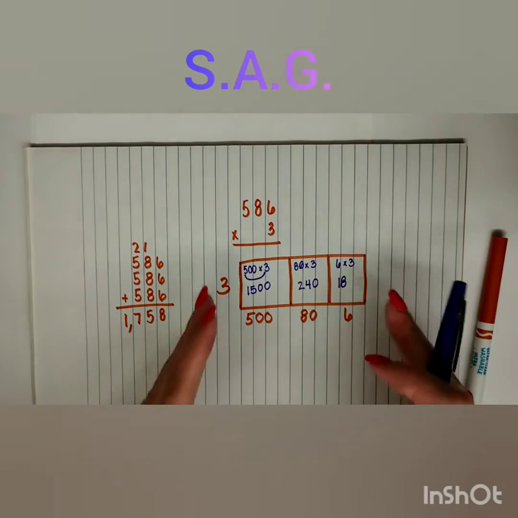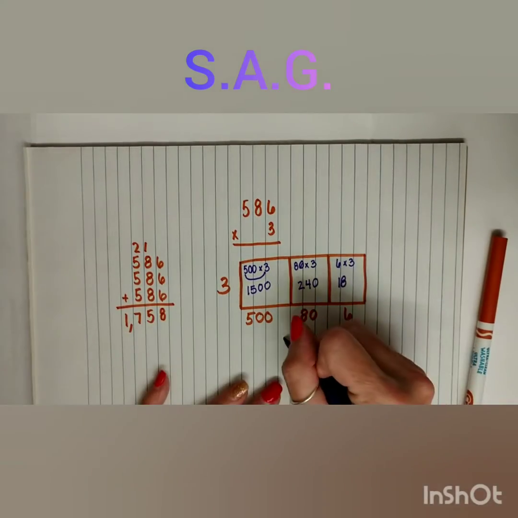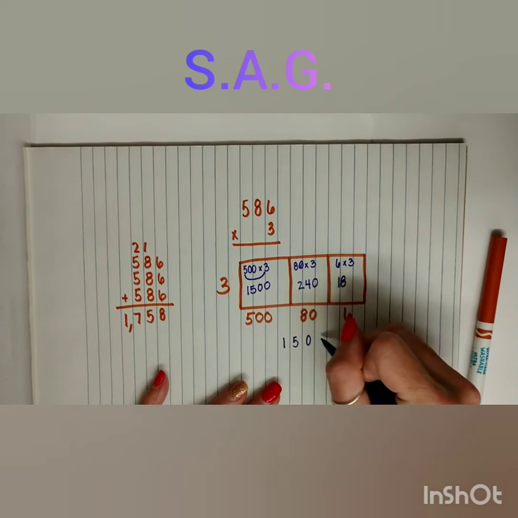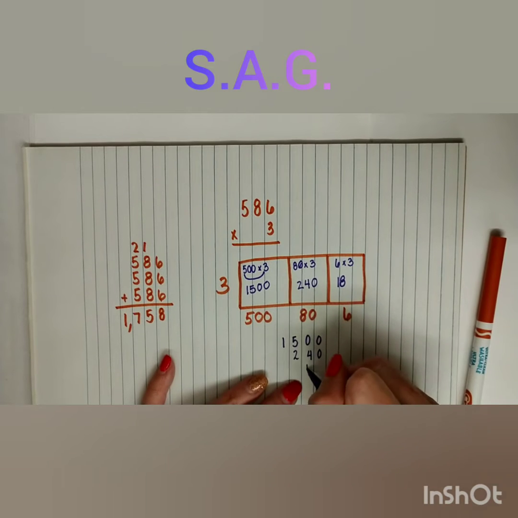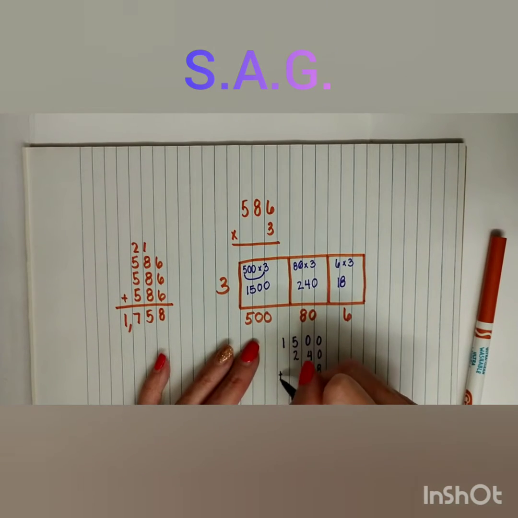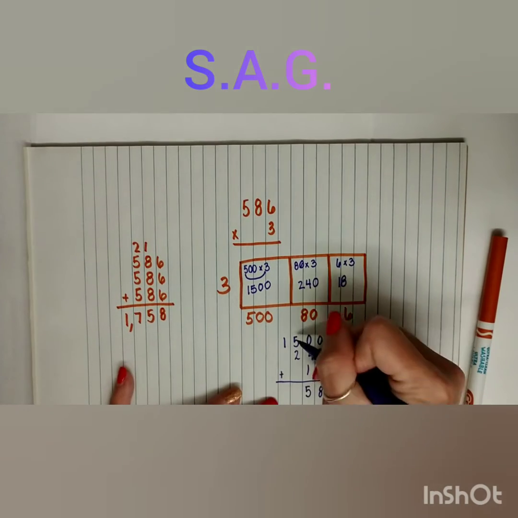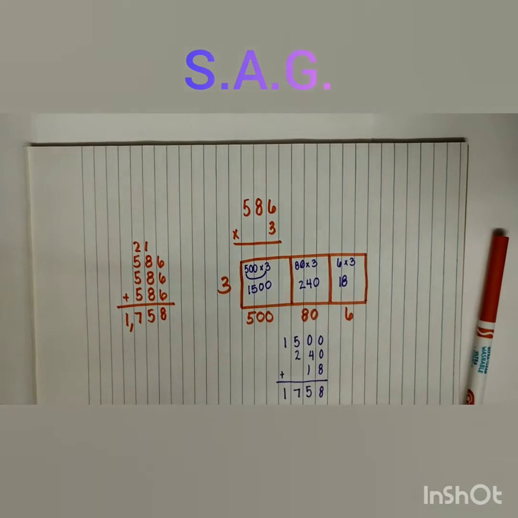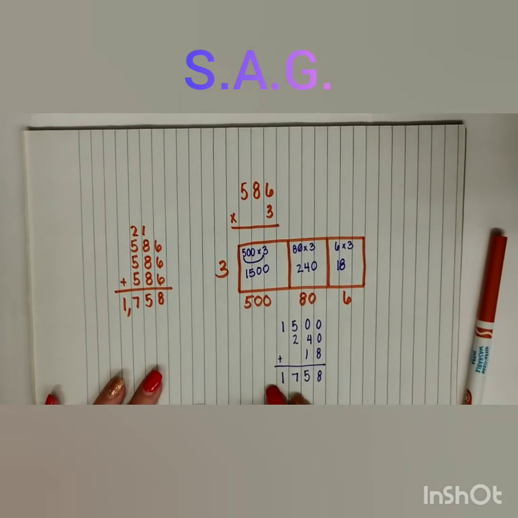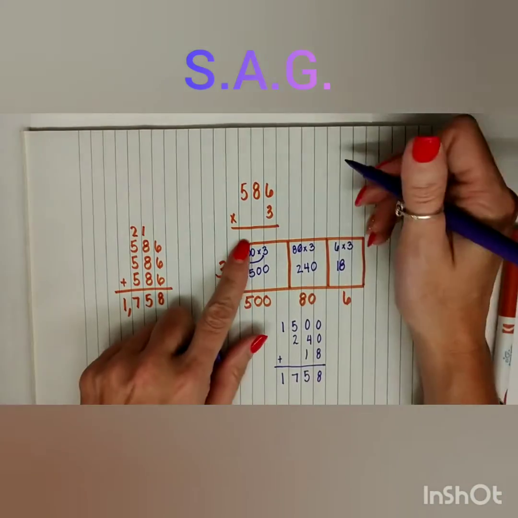Now, once I have my partial product, or my pieces, I then add them together to get my full product. So 1,500 plus 240 plus 18. That's 8. 4 plus 1 is 5. 5 plus 2 is 7. And 1 plus nothing is 1. So 1,756.